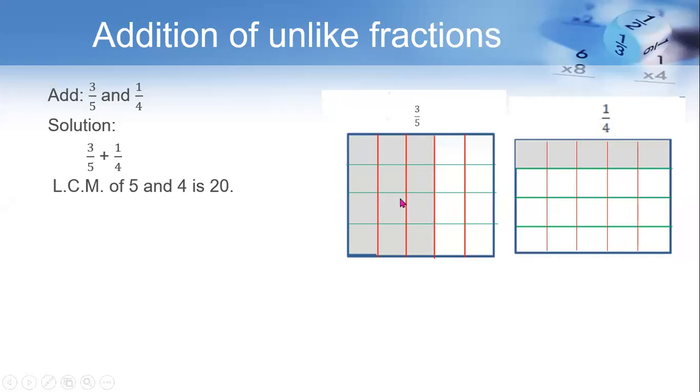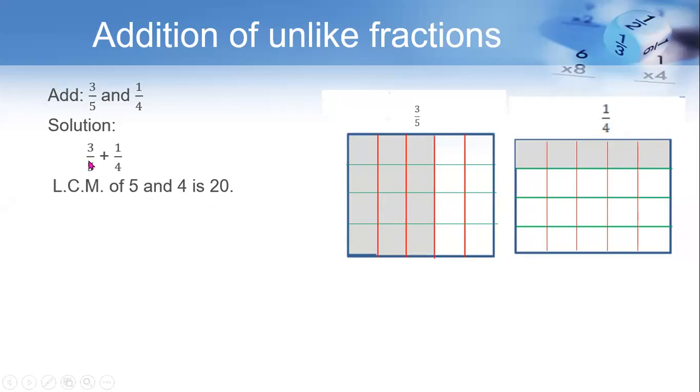Look, in the first, 12 are added, in the second, 5 are added. That means a total of 17 are added out of what? Out of 20 pieces. Total is 20 in both, so we will write 20. Or mathematically, look, your LCM is 20, just like that comparison. So make both denominators 20 now. Look, one is 5, another is 4.